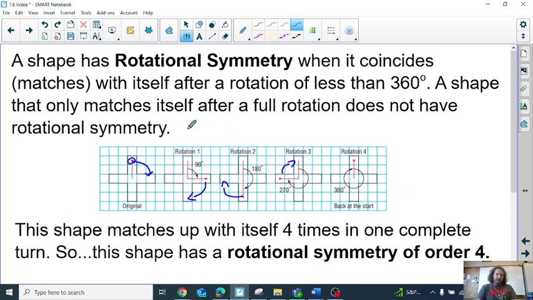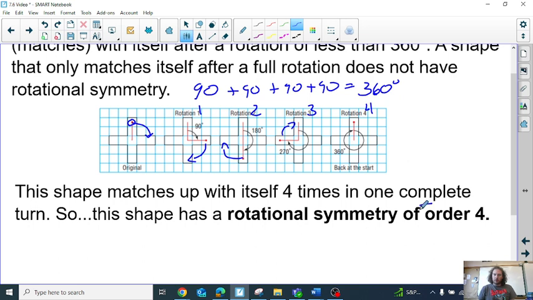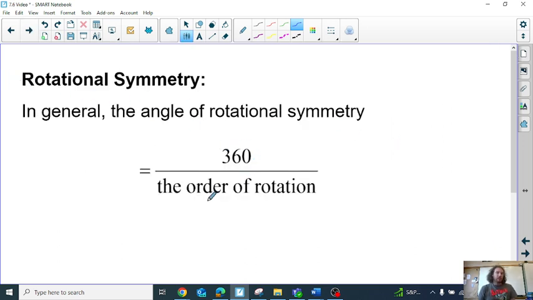Now, something interesting happens here. If I take those 90-degree rotations, 90 plus 90 plus 90 plus 90, I end up getting my 360 degrees, because that's what it took to go back to where we started. Because it takes 4 of these steps of 90, 1, 2, 3, 4 of them, to get me back to where I started, we would say that this shape has a rotational symmetry order of 4.